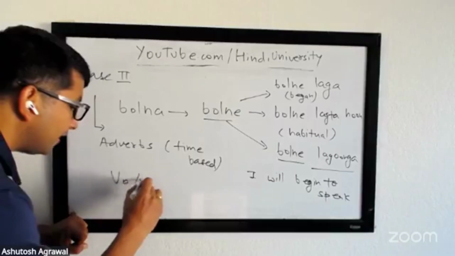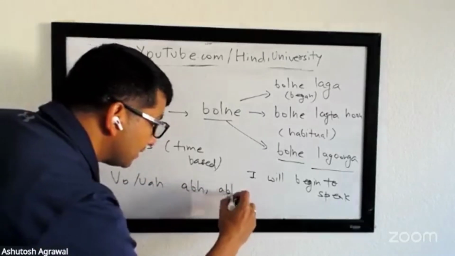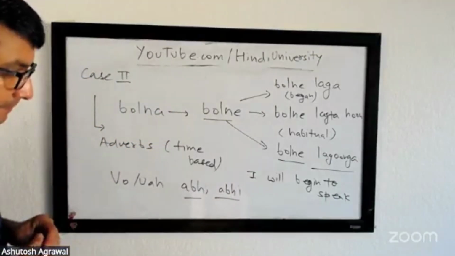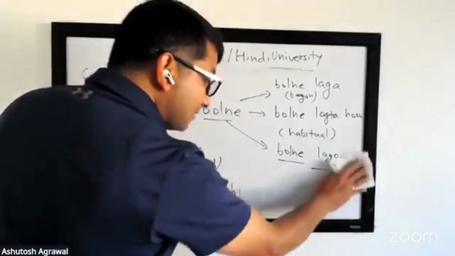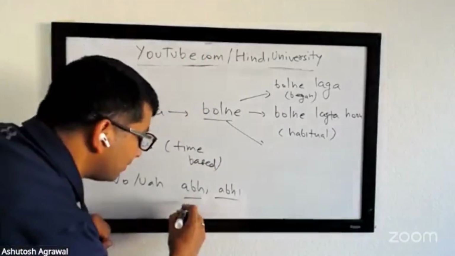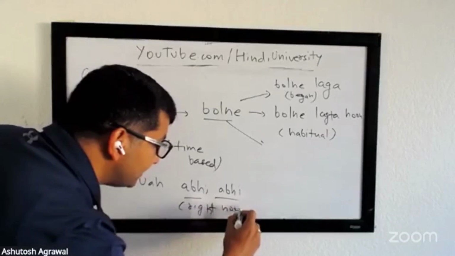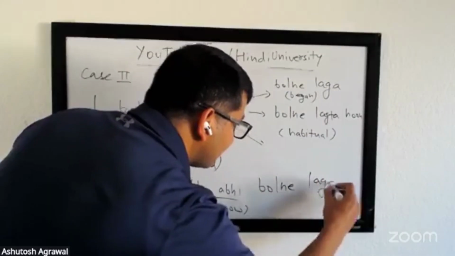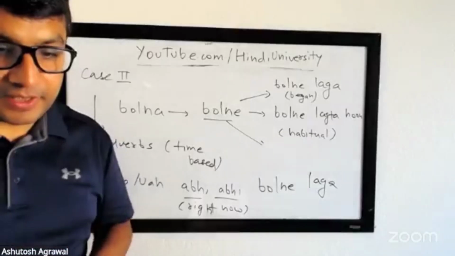वो और वह. अभी अभी. What is abhi abhi? Or just abhi? Right now. Right now. Very good, right? Abhi abhi is right now. वो right now, वो अभी अभी बोलने लगा. He just started speaking. Okay?